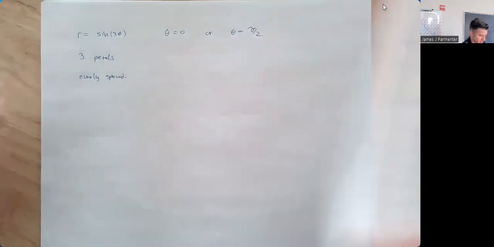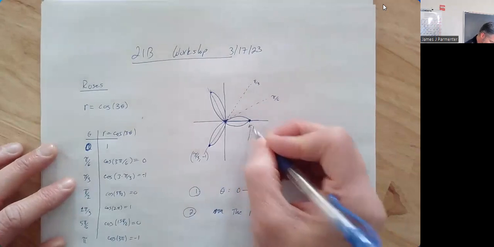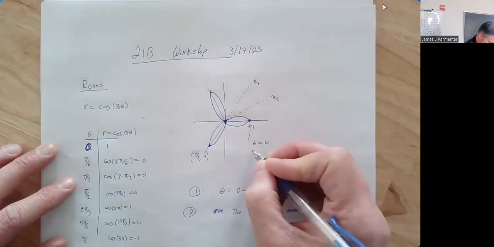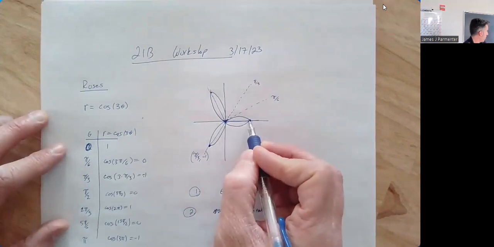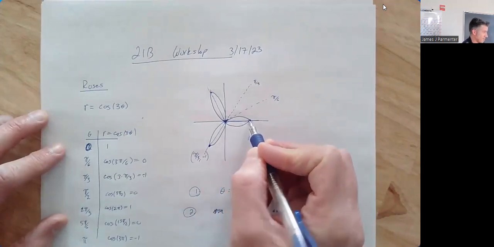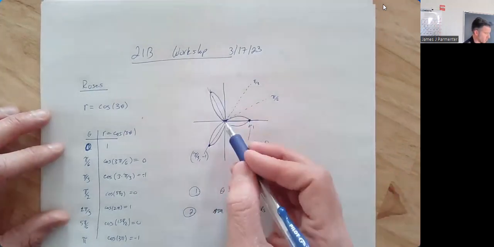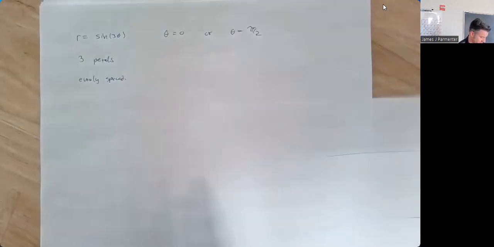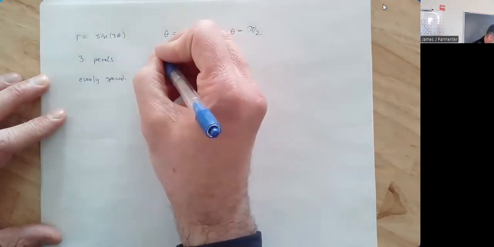I could have done that for cosine as well, right? If I pick theta equal to 0, that exactly gives me that point there. Theta equals 0, r equals 1. And once I've got that one there, which is as far away from the origin as it can be, because the biggest cosine can be is 1, then the other two are going to be going in those directions here.